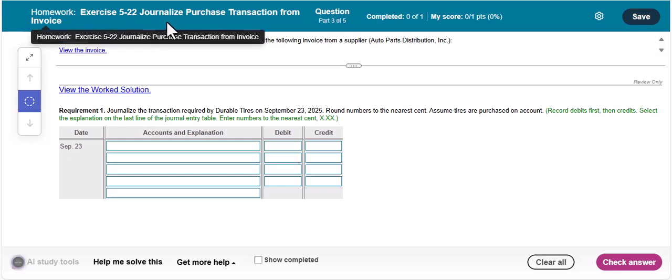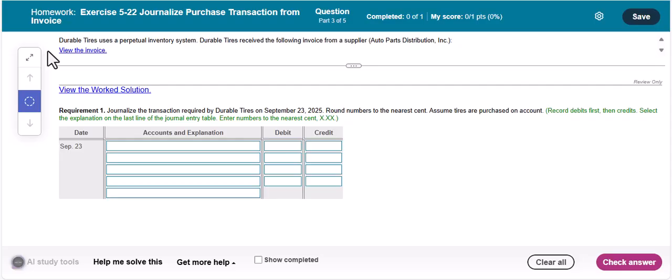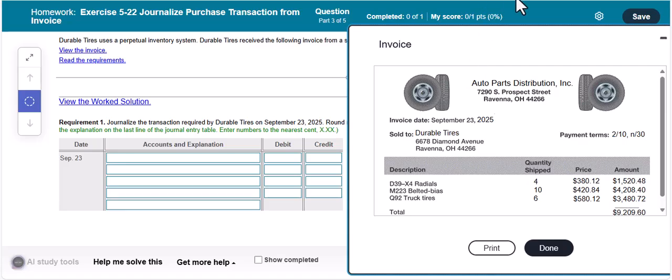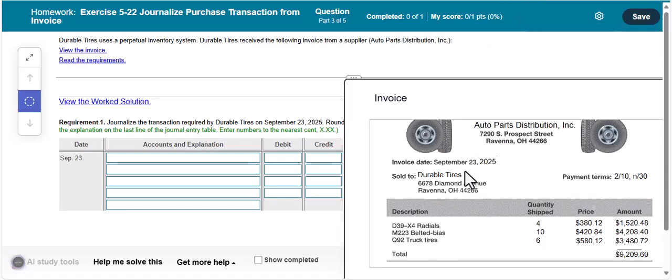Exercise 5-22, Journalize purchase transaction from Invoice. Durable Tires uses a perpetual inventory system. Durable Tires received the following invoice from a supplier, Auto Parts Distribution, Inc. So we can view the invoice here. And then we have to figure out what's going on.